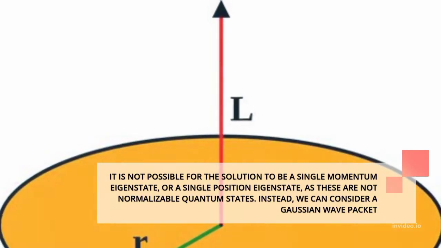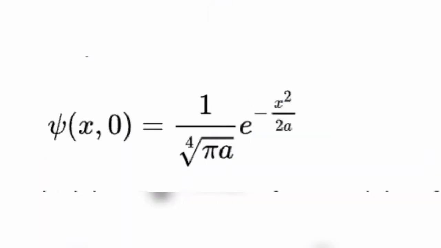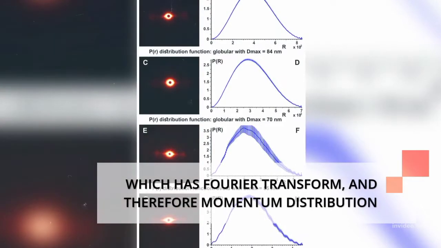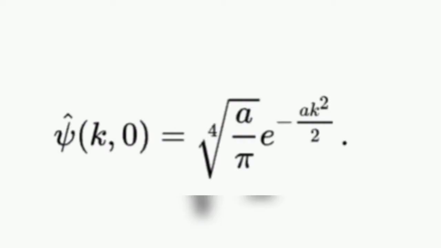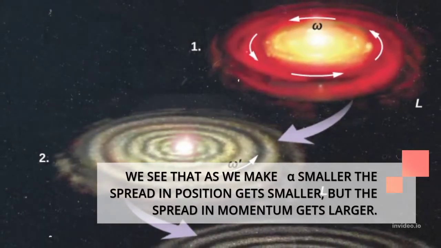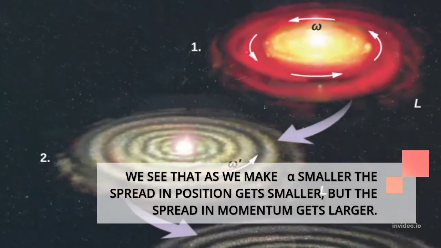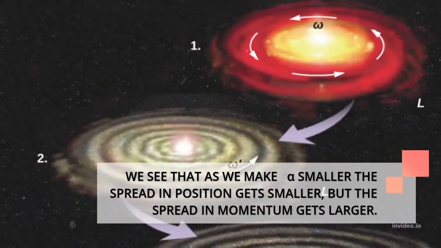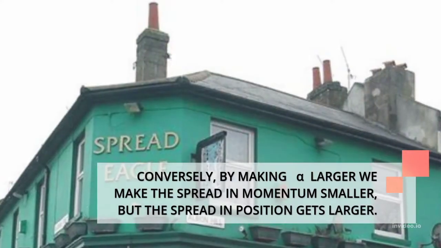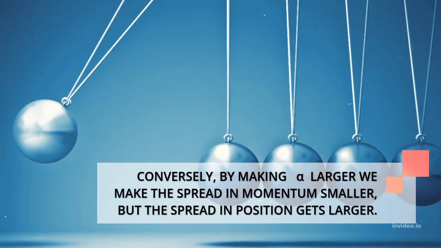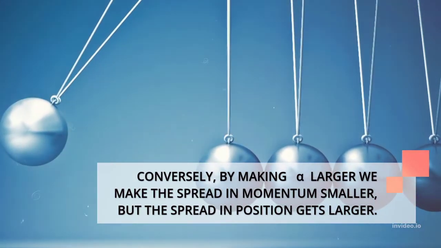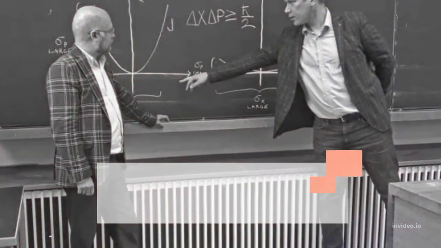Instead, we can consider a Gaussian wave packet ψ(x,0) = 1/(πα)^(1/4) exp(-x²/2α), which has Fourier transform, and therefore momentum distribution, ψ*(k,0) = (α/π)^(1/4) exp(-αk²/2). That is, if we make α smaller, the spread in position gets smaller, but the spread in momentum gets larger. Conversely, by making α larger we make the spread in momentum smaller, but the spread in position gets larger. This illustrates the uncertainty principle.